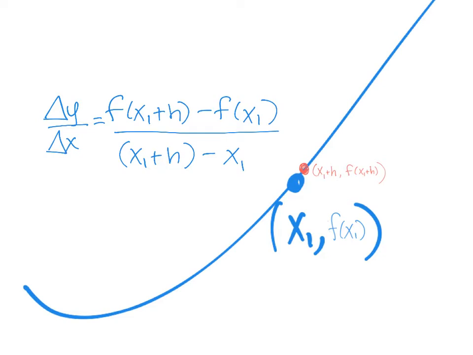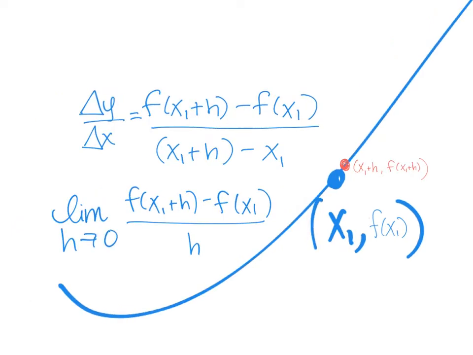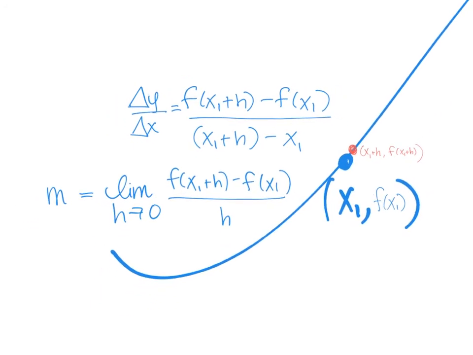And we clean it up to the point where the denominator is just h. H representing the difference between the 2 x values, and we want that to be so small that the value of h is approaching 0, and that will give me the slope value at the curve.